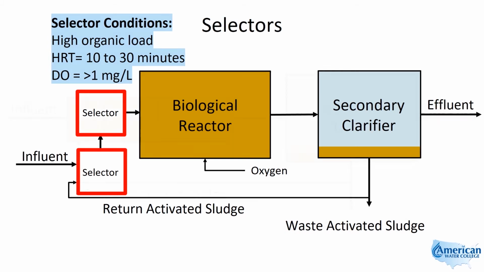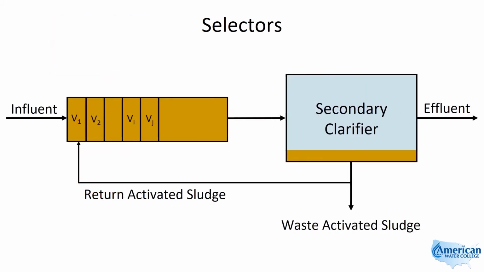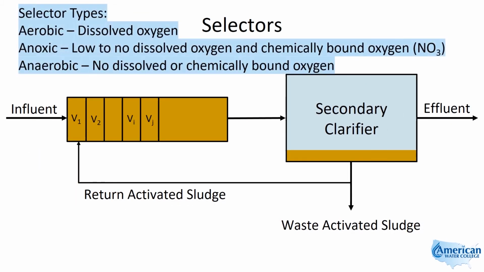Another configuration of a plant using selectors is a modification of the conventional plug flow system that has baffles added to create different compartments within the long aeration basin where the DO levels can be varied to achieve different treatment objectives. And the different zones might be in the form of aerobic zones, anoxic zones, or anaerobic zones.